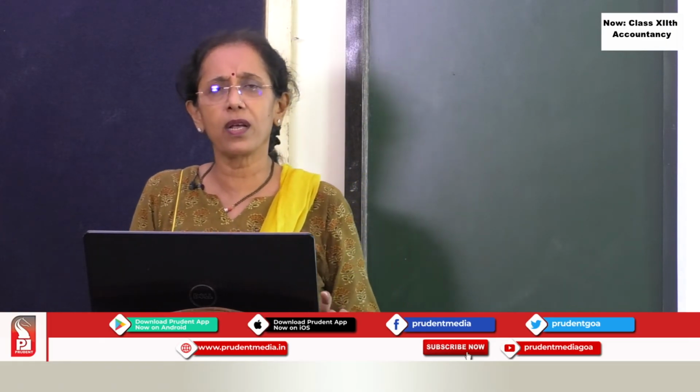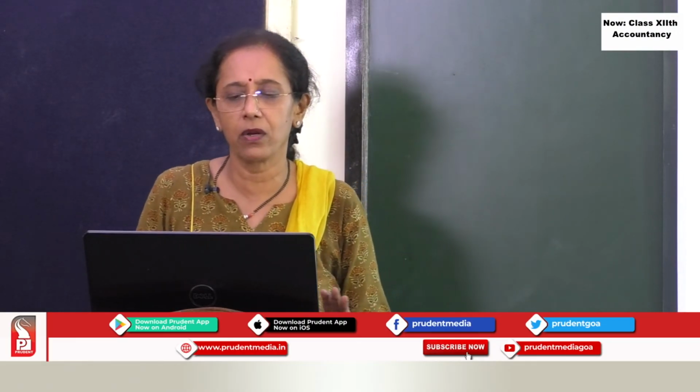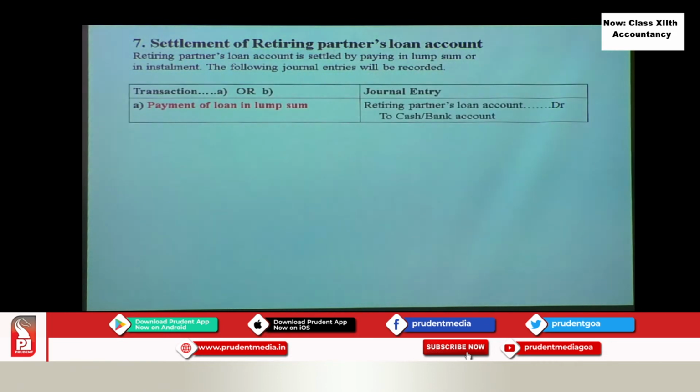How does this loan account have to be settled? There are certain ways of settlement of loan account. It is settled in lump sum or in installments. So the following journal entries we have to pass. If payment of the loan amount is made in lump sum, it is retiring partner's loan account to cash or bank. So there is no need to prepare a loan account. If it is asked, then you have to show only two entries, loan balance and payment. That is the lump sum amount paid.